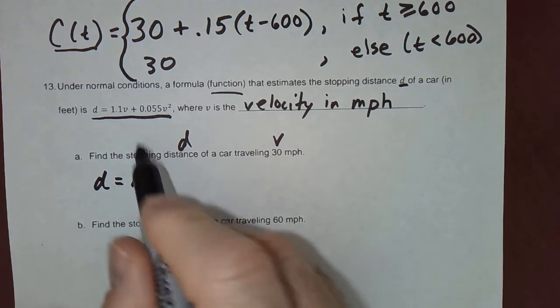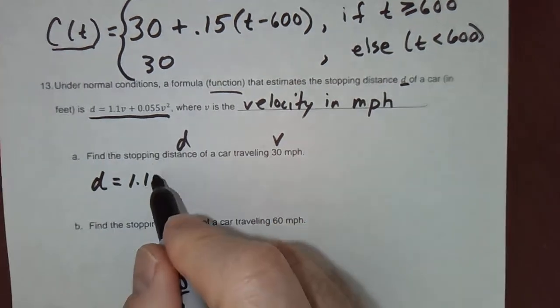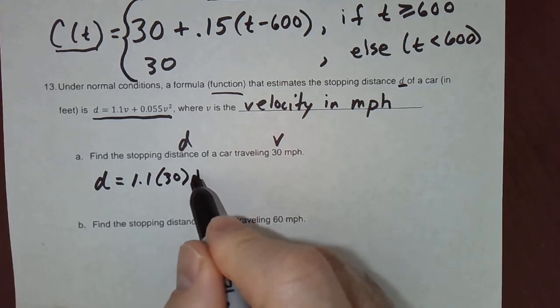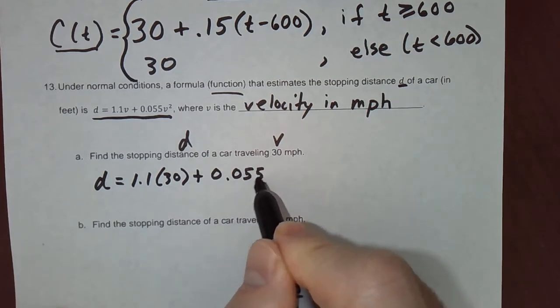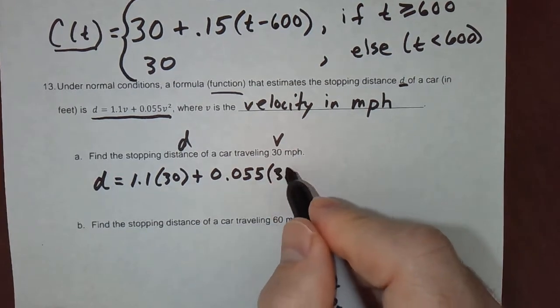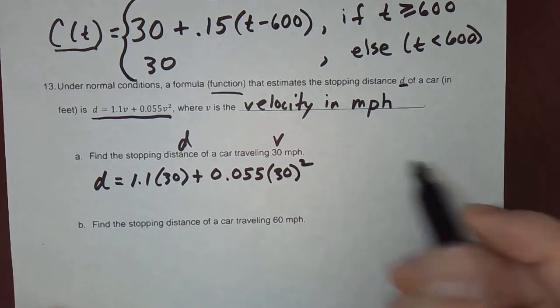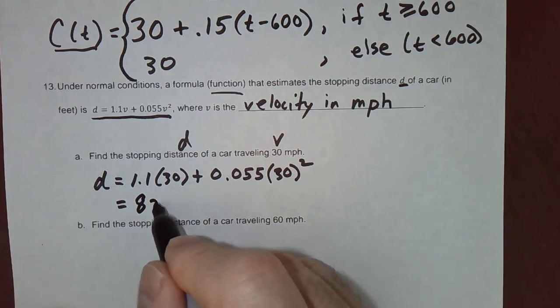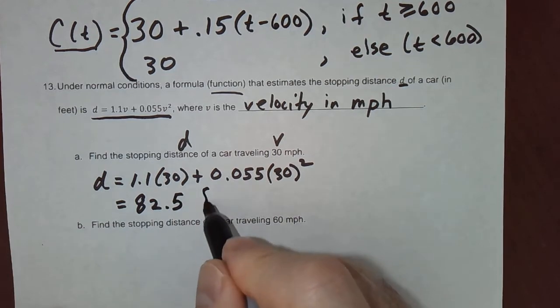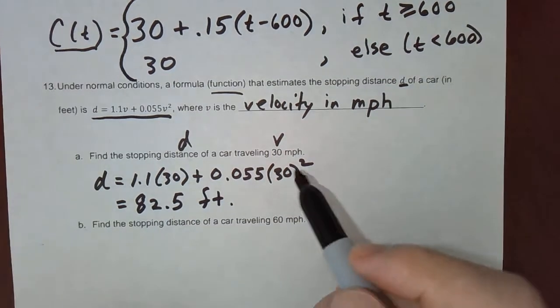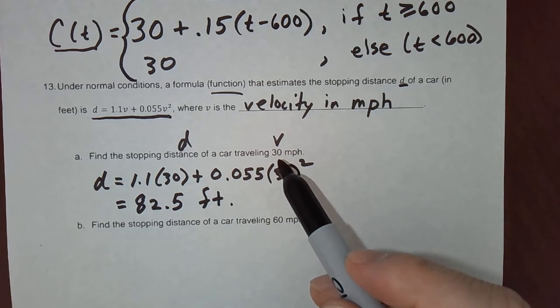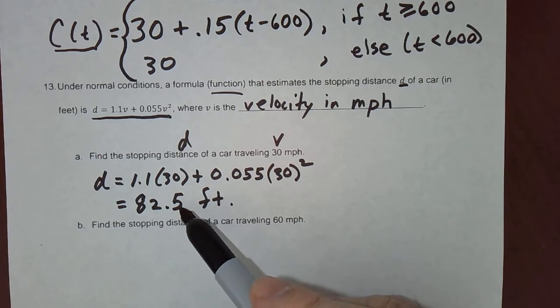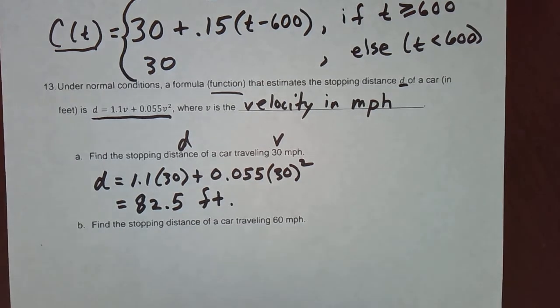We get d equals 1.1 times v, which is 30, plus 0.055 times v squared, which is 30 squared. Well, if you plug that into a calculator, you would get 82.5 feet. So that tells you if the car is driving 30 miles an hour and you stop as fast as you can, it's going to take 82 and a half feet to stop until you get down to a velocity of 0.